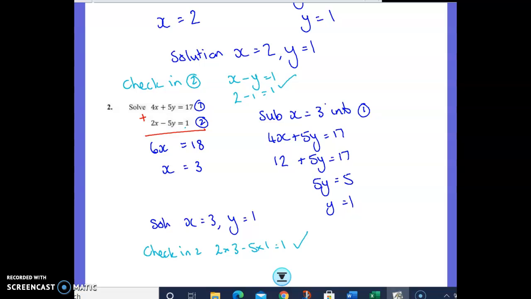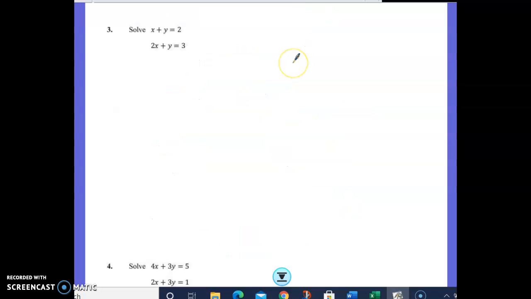Okay, let's try the next one. As ever, feel free right now to pause this video and try this next one for yourself. Okay. Again, we've got the ones in the middle matching up. We've got a plus y and a plus y. What would happen if I was to add these two together then? If I was to add this time, I'd get x plus 2x is 3x. y plus y is 2y. 2 plus 3 is 5. That doesn't help because nothing has cancelled out there.